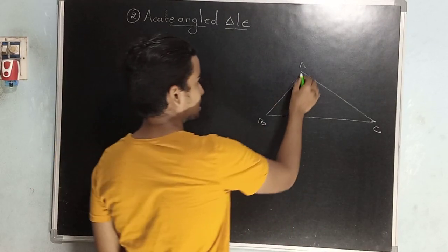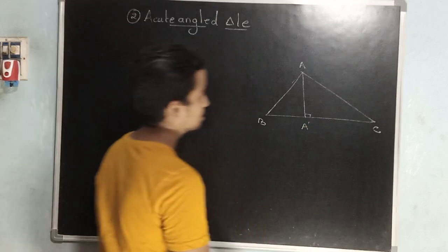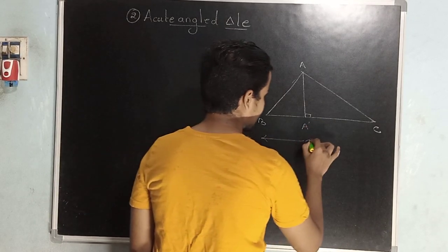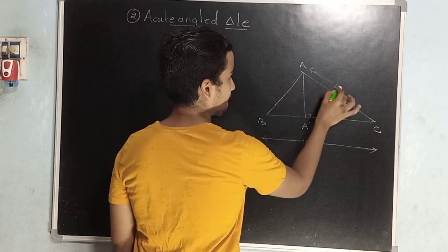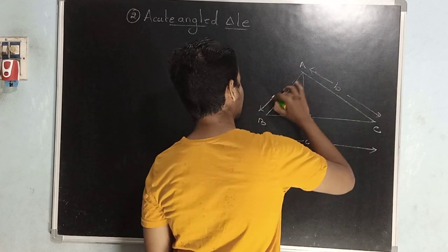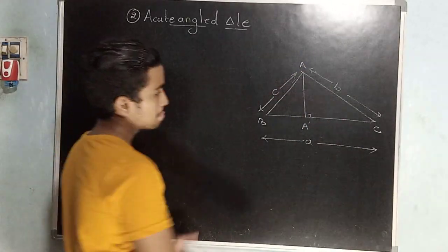So what I will do, let me draw a perpendicular AA'. Let me take its sides as a, its side is b, and its side is c. Okay?